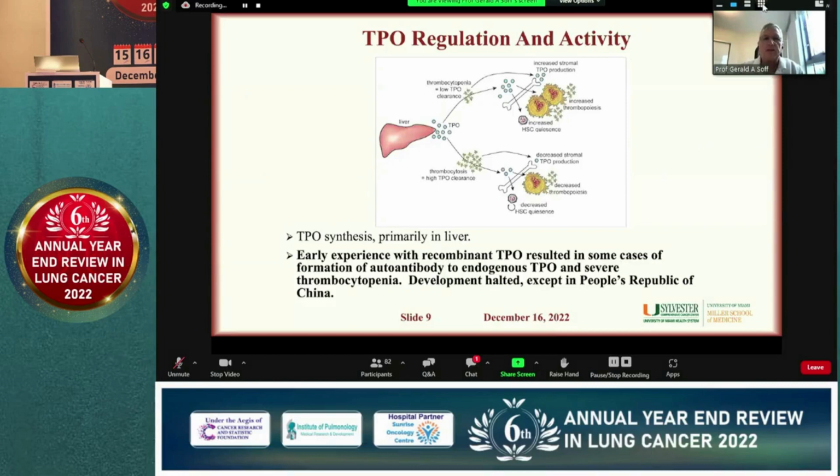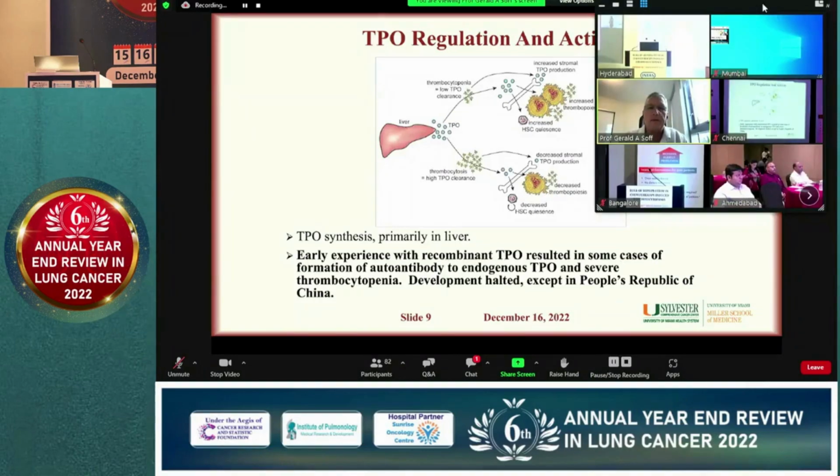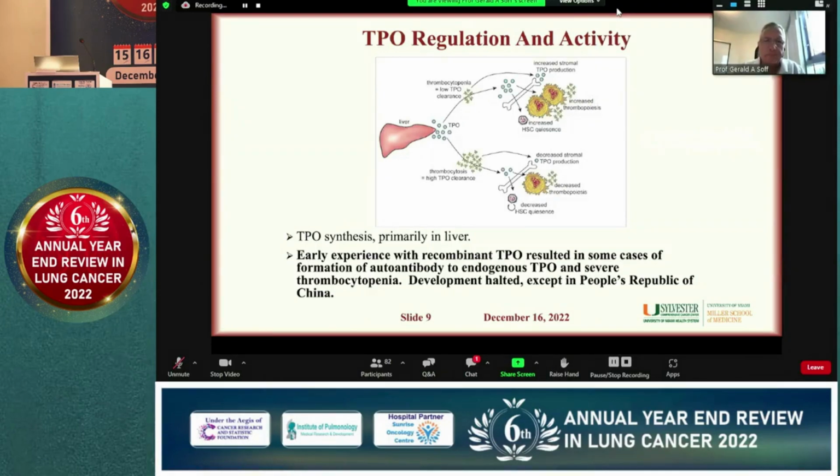Platelet regulation is mostly under the control of thrombopoietin, or TPO. Thrombopoietin is made in the liver. It's a growth factor made in the liver. And our current understanding is it's made constitutively. It's not turned on or turned off depending on thrombocytopenia.